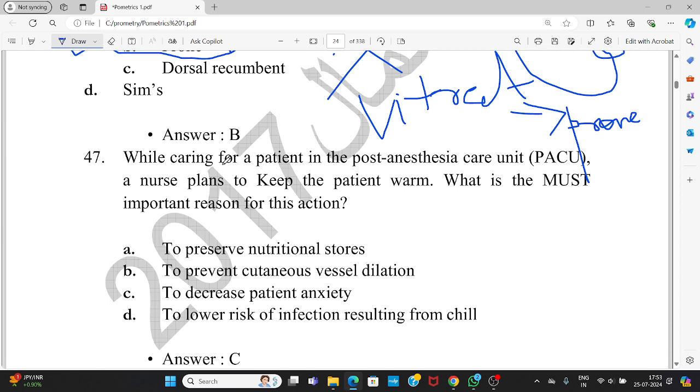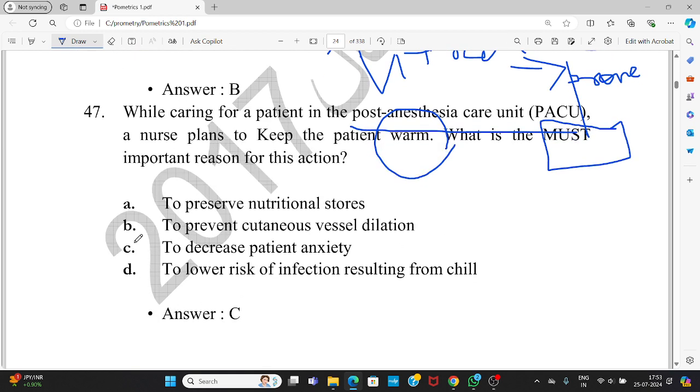Again, while caring for a patient in the post anesthetic care unit, which means after the surgery, a nurse plans to keep the patient warm. What is the most important reason for this action? Why should you keep the patient warm? The patient is after the surgery, in the post anesthetic care unit. So what is the most logically correct answer?